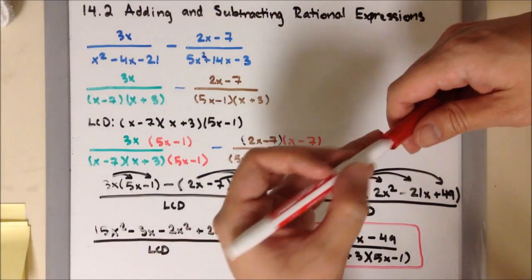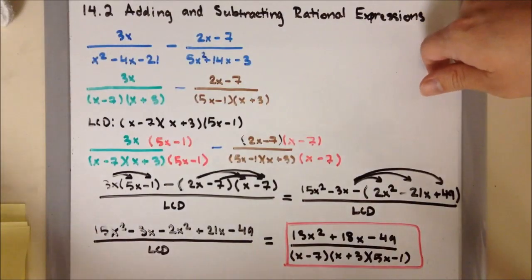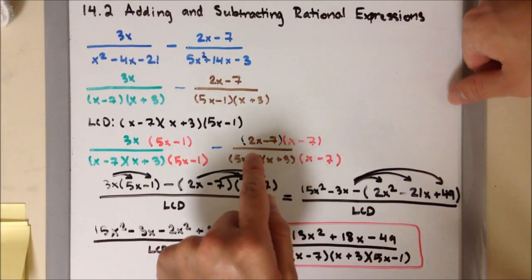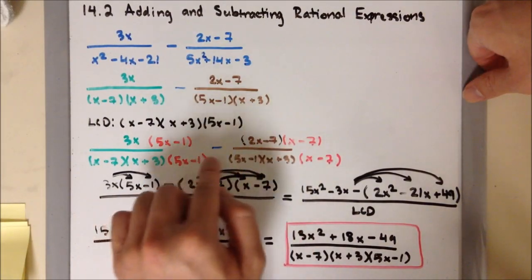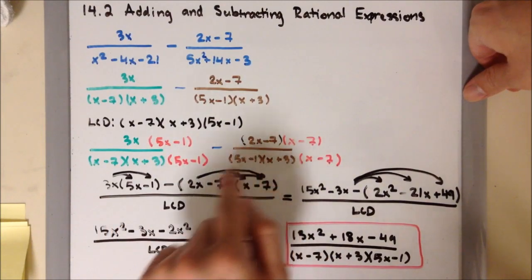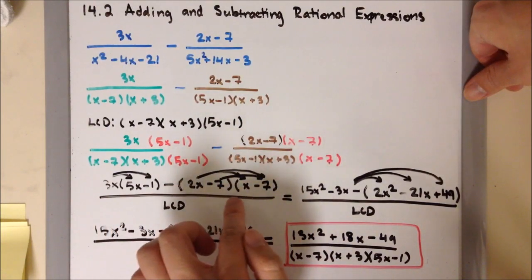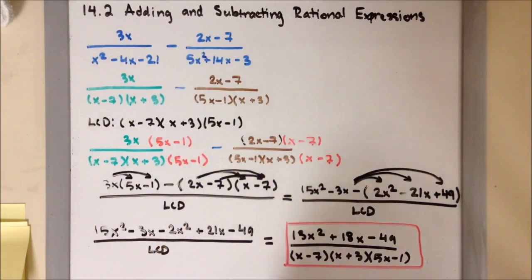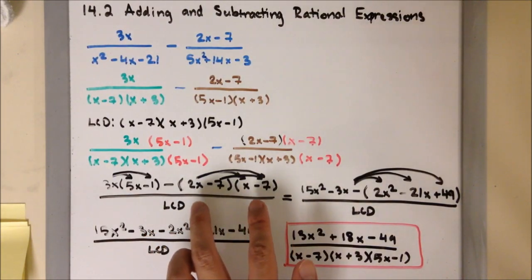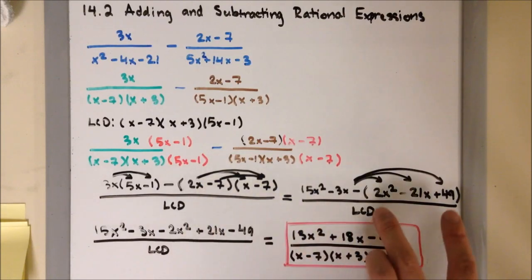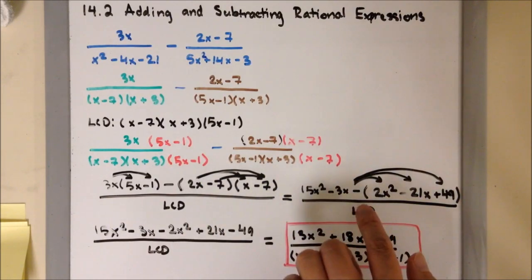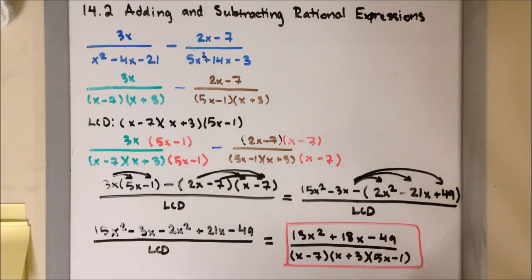Now to review with this example, since the second fraction had an expression, the 2x minus 7, and we're working with subtraction, I put it in parentheses because we're going to be FOILing with the x minus 7. So what I did here was FOIL first, kept it in parentheses because of that minus. After I finished FOILing, then I distribute the minus. That's how I got minus 2x squared plus 21x minus 49. After that, combine like terms.